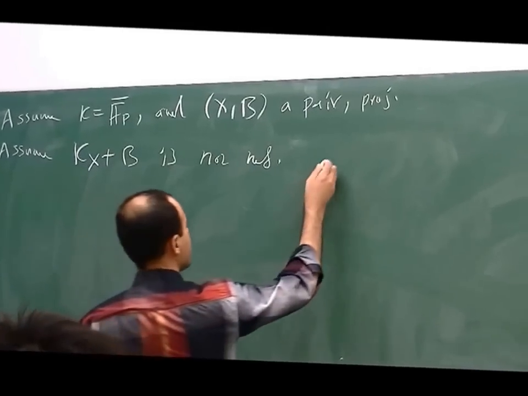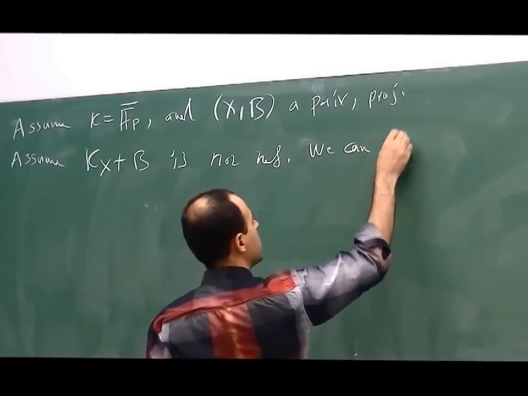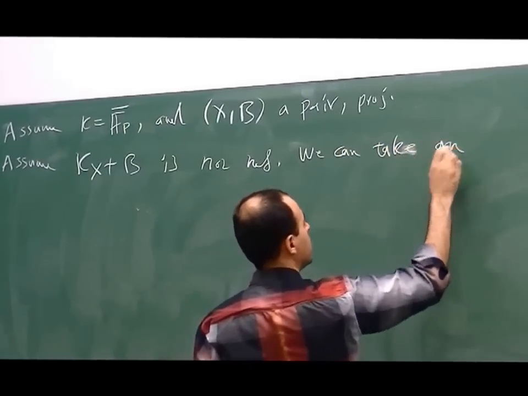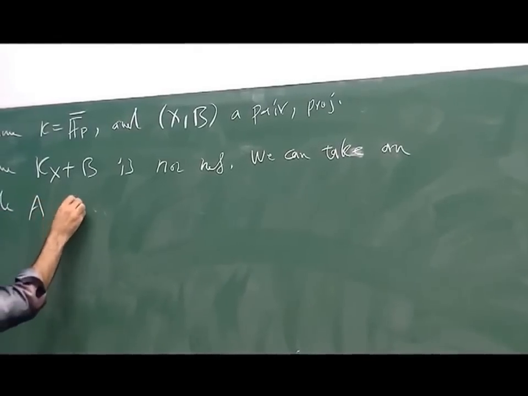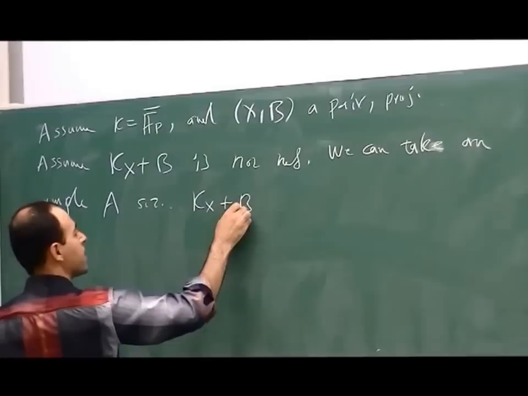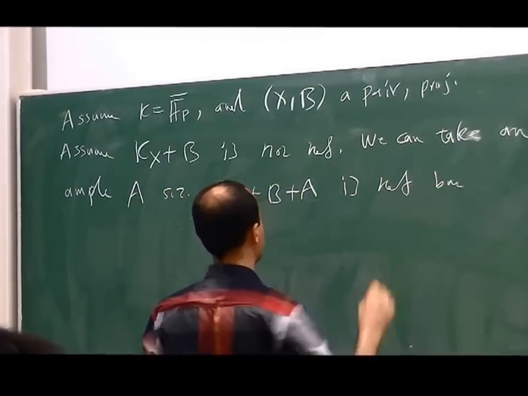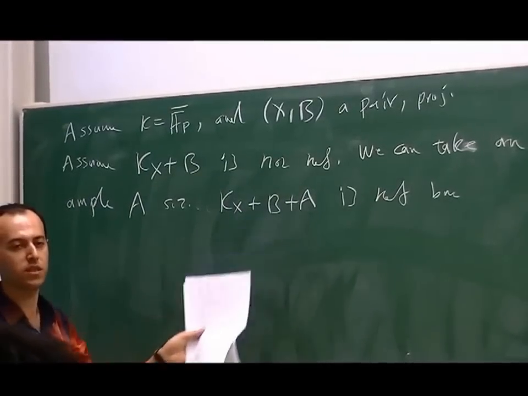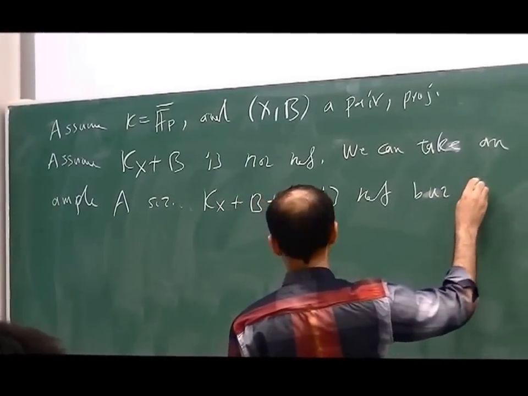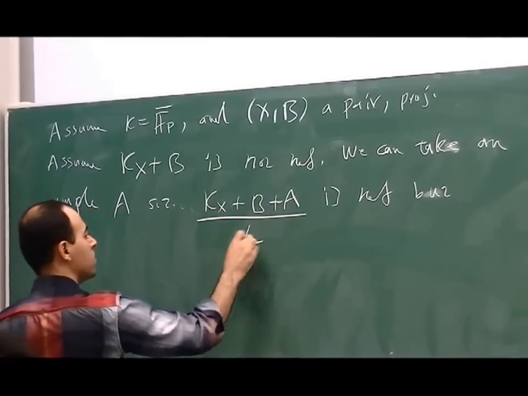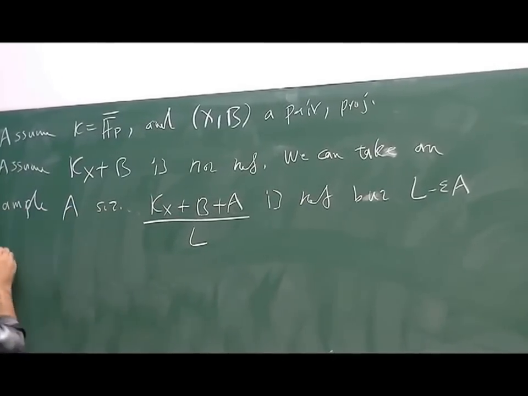Okay, so this is not nef, and then I can take an ample divisor, an ample, maybe Q-divisor, let's say A, such that K_X + B + A is nef, but in a way that I take the smallest possible. You know, if I remove a little more, then this is not nef anymore. So let me call this L. But L minus just a little bit of A is not nef anymore.